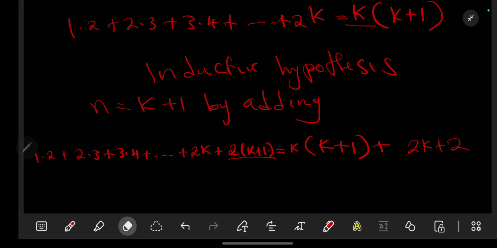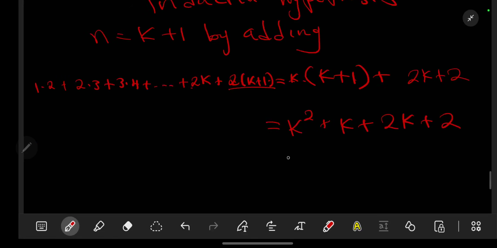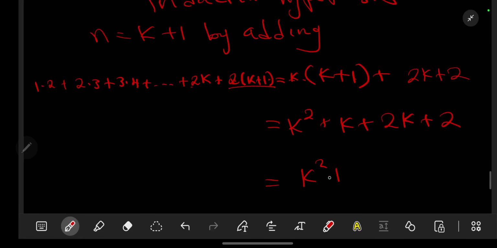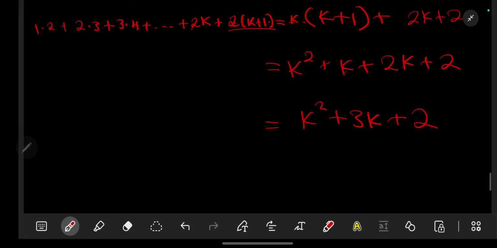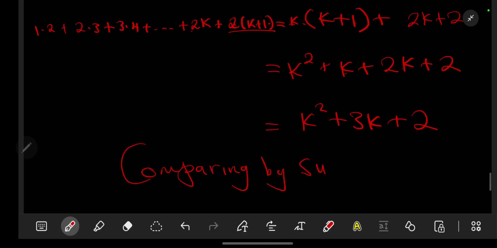So with this done, what are we going to do? We are going now to equate. So we have k by k, it will be k squared, like that, plus k by 1, it will be k, plus our 2k plus 2, like that. So this gives us k squared plus k plus 2k, which is 3k plus 2, like that. Now we are going to compare by substitution.